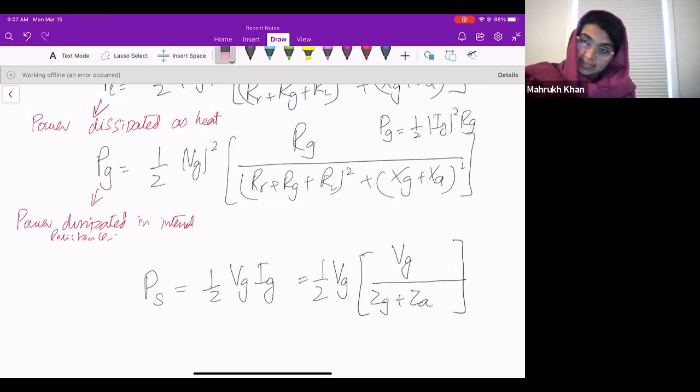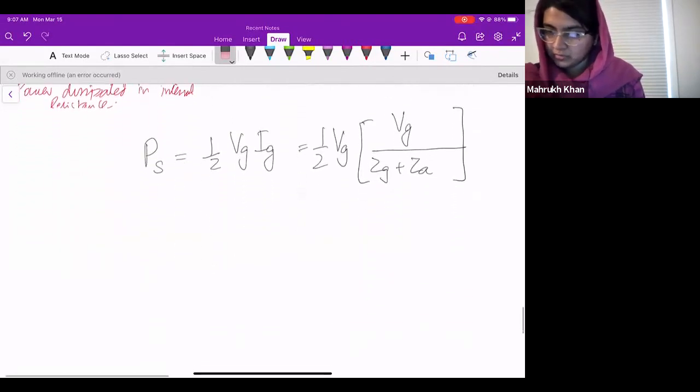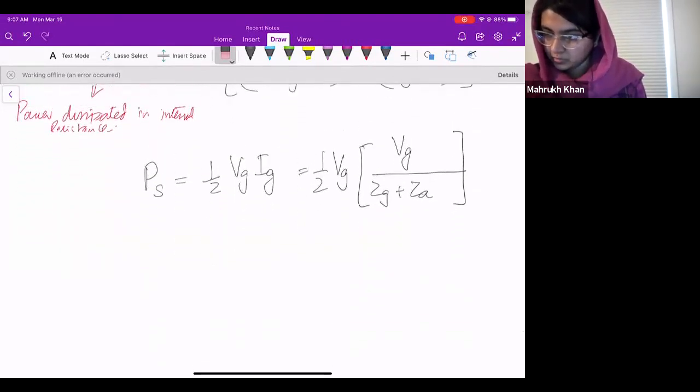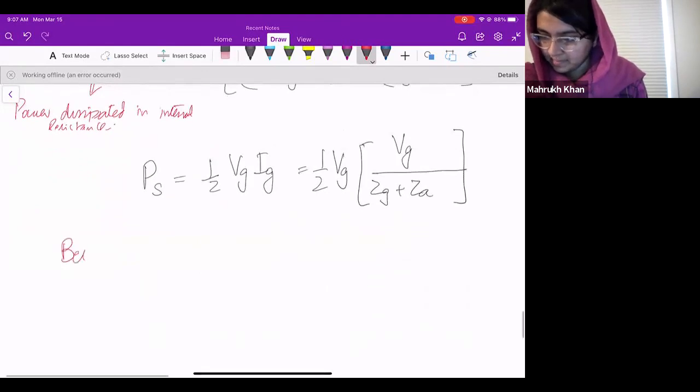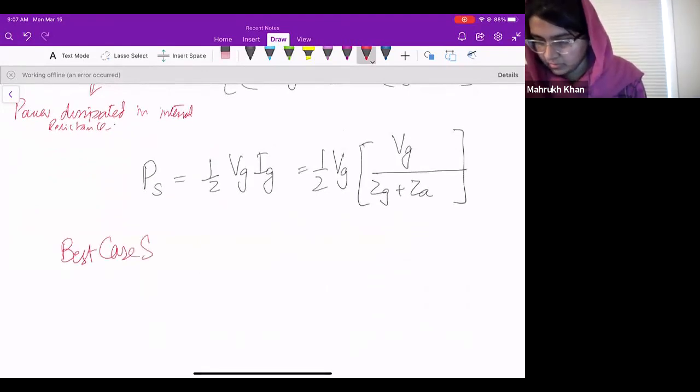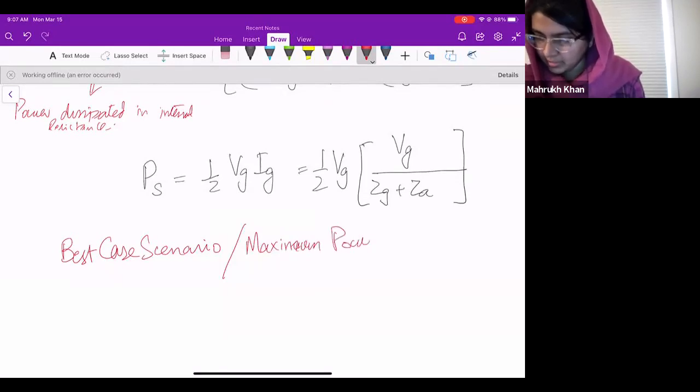Now we are tackling a special case where we want to see what is the maximum power that can be delivered to the antenna. Okay, so we need to know what is the best case scenario in case of the antenna. So we will do that. We can say best case scenario or maximum power that can be delivered to the antenna.